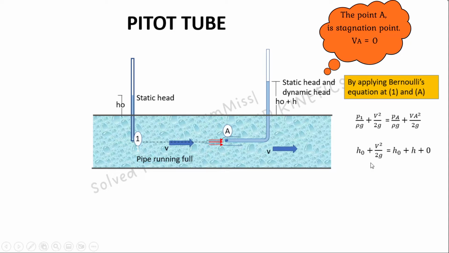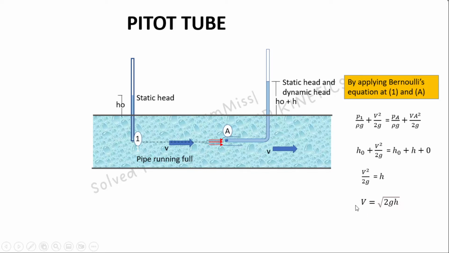If you simplify this expression, we get V square by 2g equal to H, or V equal to root of 2gh. Since we haven't accounted for any losses between the point 1 and A, the velocity we calculated is a theoretical velocity, that is root of 2gh. So the actual velocity can be represented as Cp into root of 2gh, where Cp is the coefficient of the Pitot tube and its value varies between 0.98 to 1.